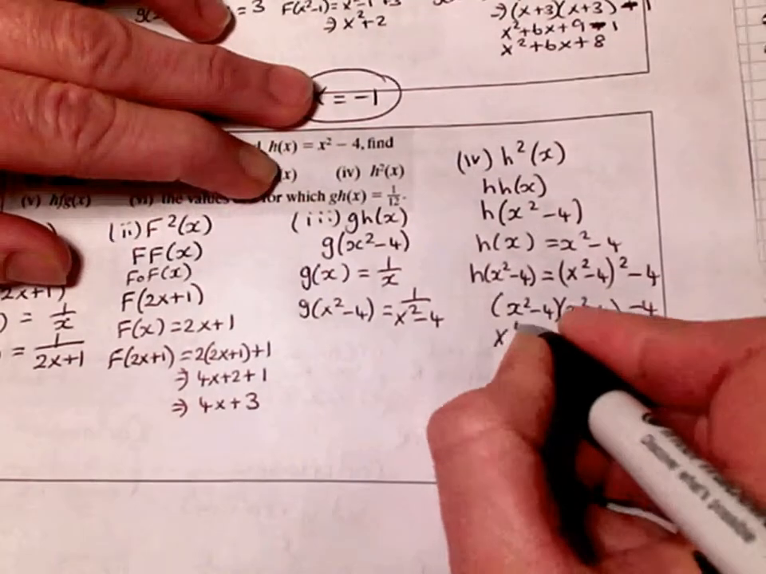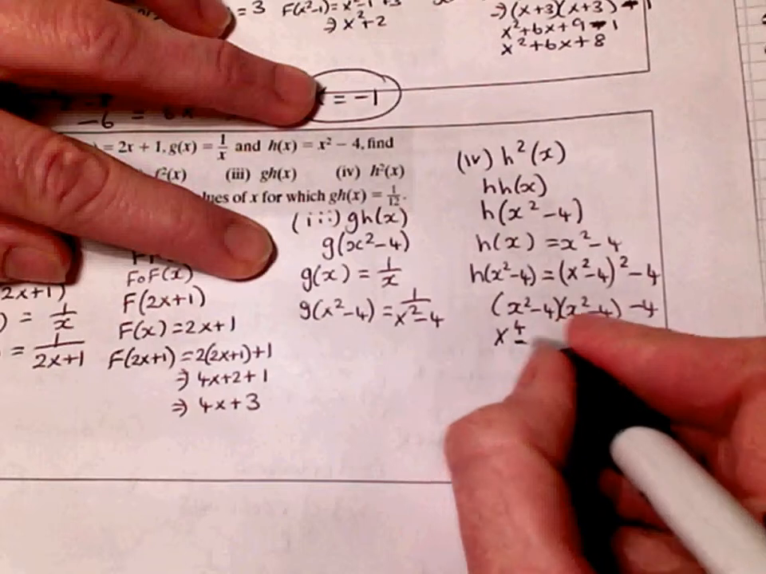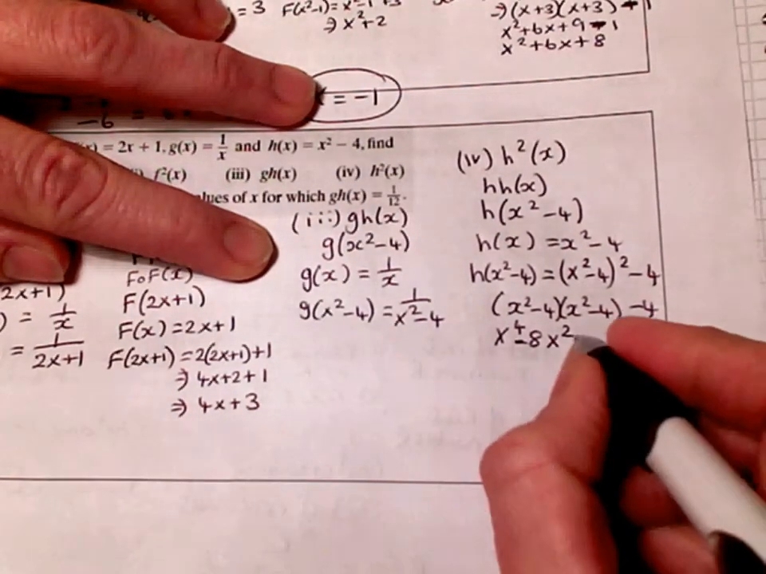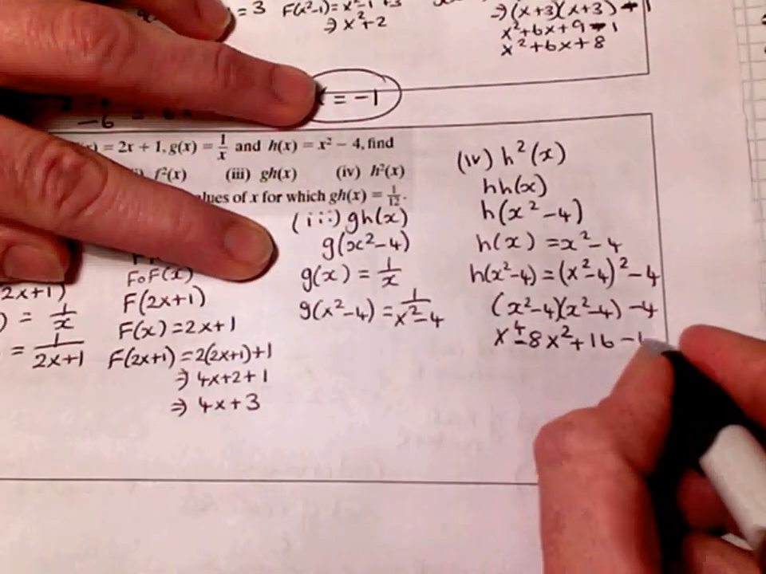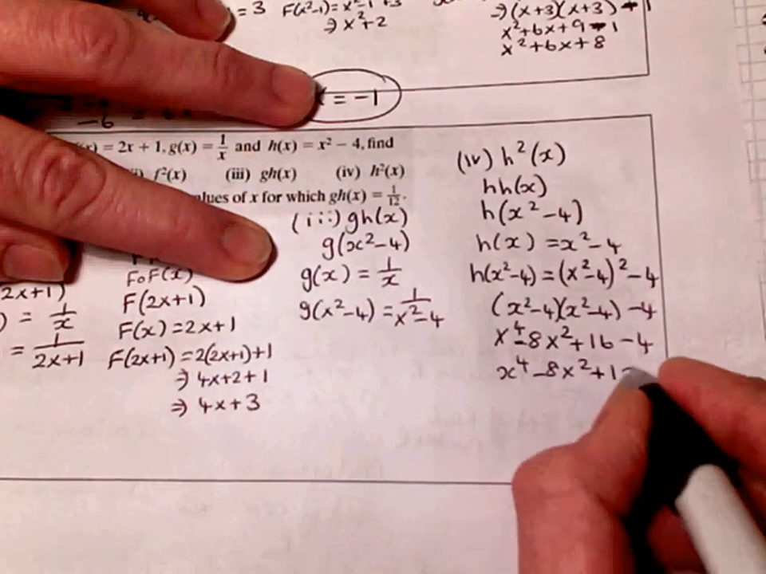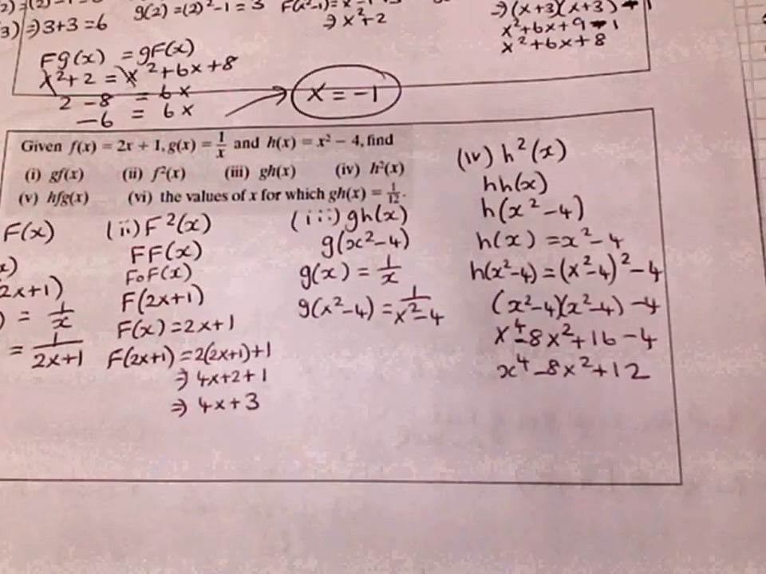So it's going to be x to the power of 4, and it's going to be minus 8x squared, and it's going to be plus 16, take away 4. So x to the power of 4 minus 8x squared plus 12, okay?